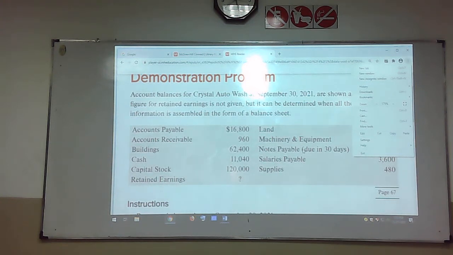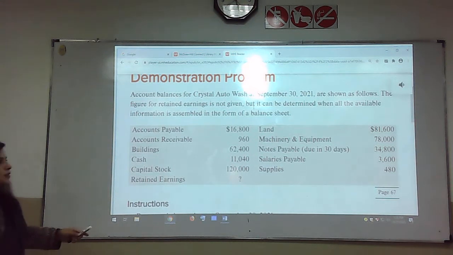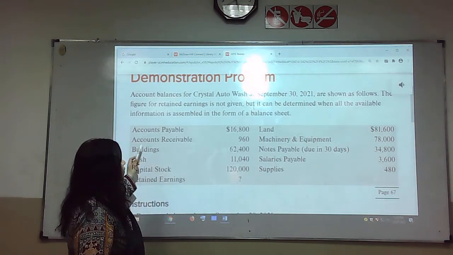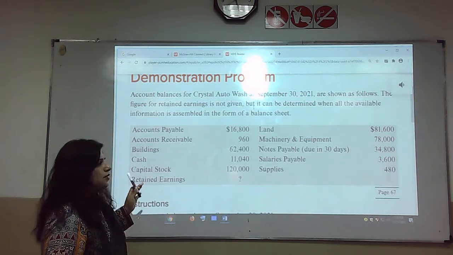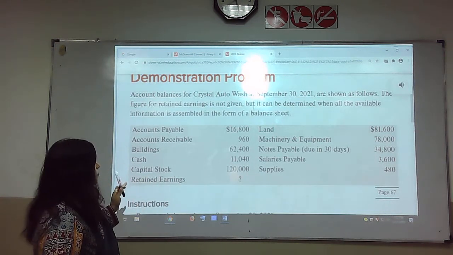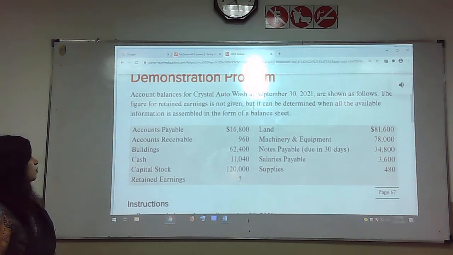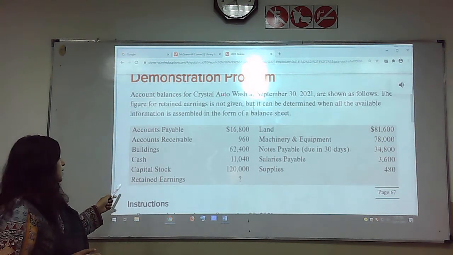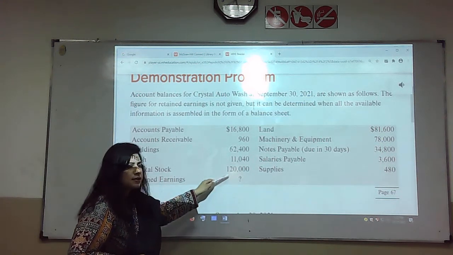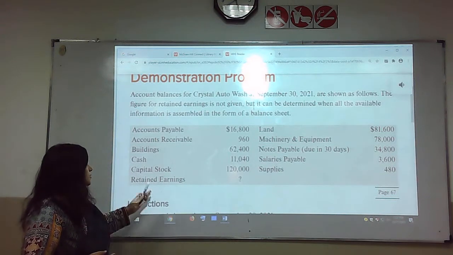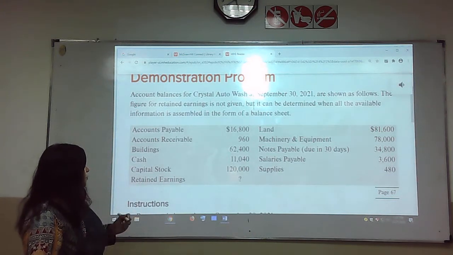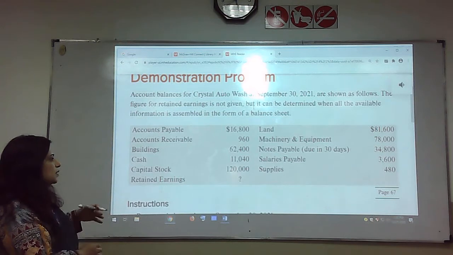What they are basically trying to show is that there's a Crystal Car Wash at September 30th, as shown as follows, and the figure for retained earnings is not given. But it can be determined when all the available information is used. So now you have to find out the retained earnings. It's very simple. This is the accounting equation. You have to find out what to place where.